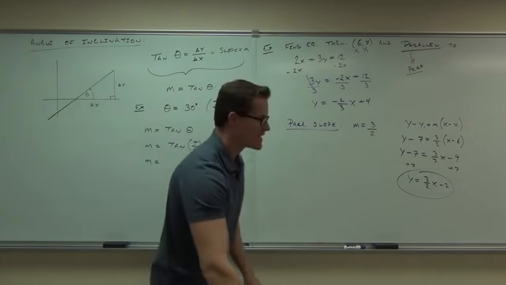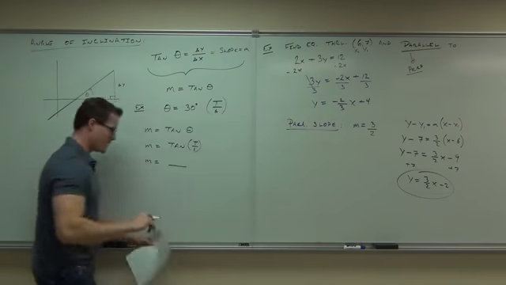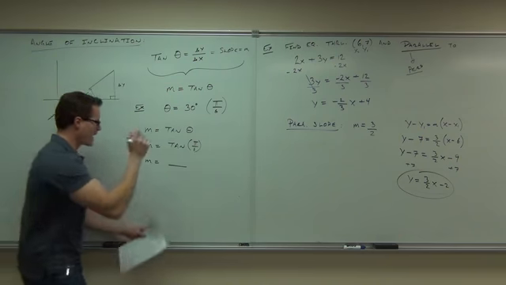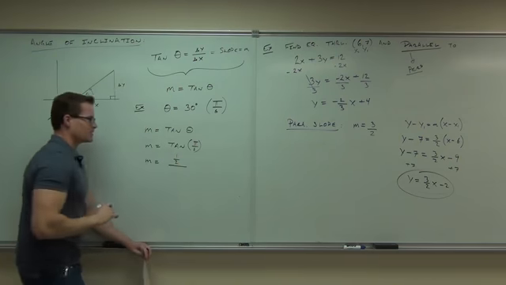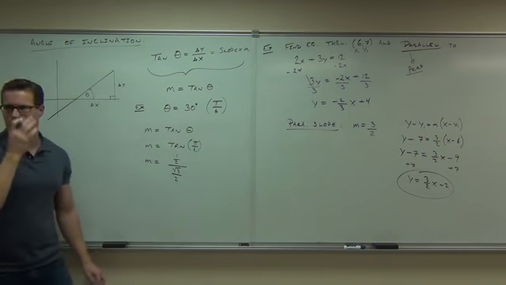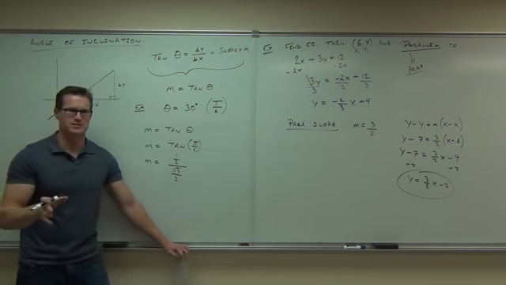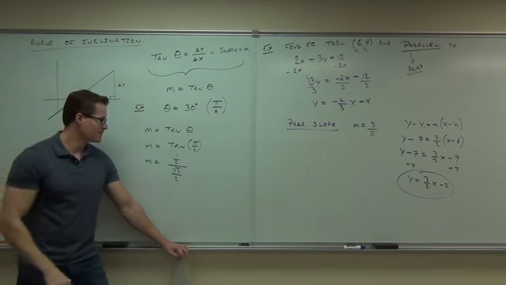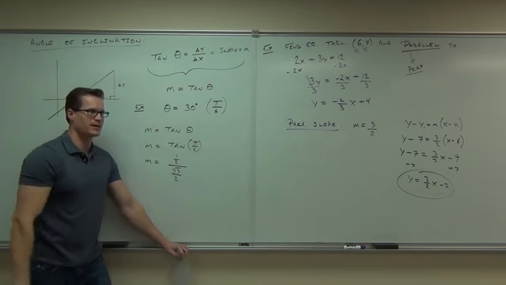Tangent of pi over 6 is sine over cosine. The sine of pi over 6 is 1/2. Cosine of pi over 6 is √3 over 2. Correct me if I'm wrong, but I think those are right. Pretty sure I'm doing this on the spot. Good. All right. Can you simplify that a little bit?